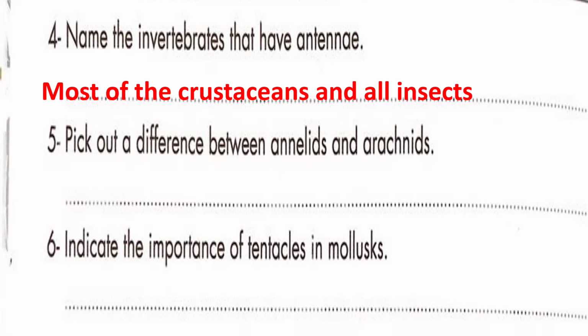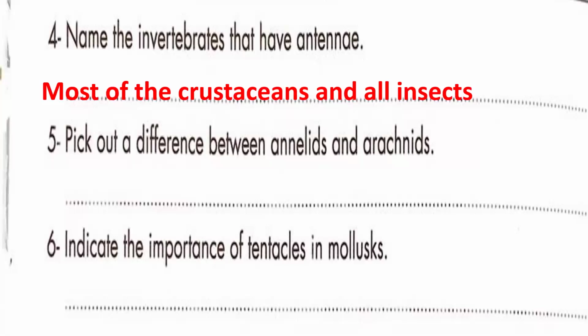Why did we say most of the crustaceans, not all crustaceans? Since the crab, which is a crustacean, doesn't have antenna. So that's why we said most of the crustaceans and all insects.